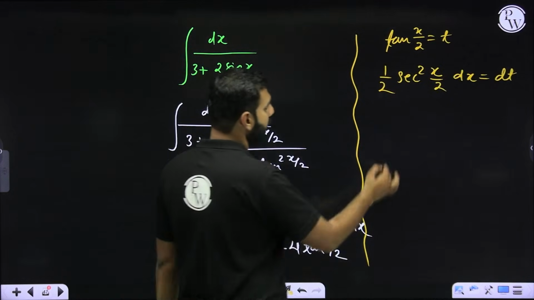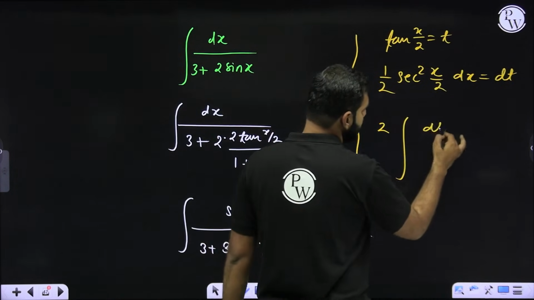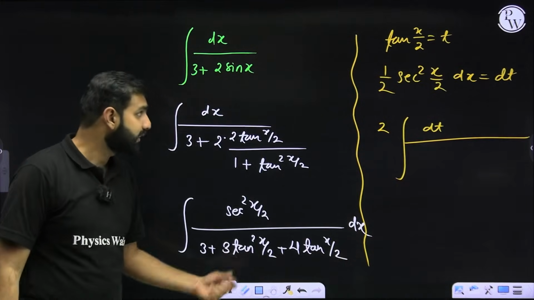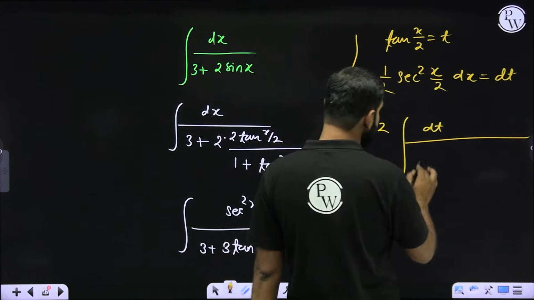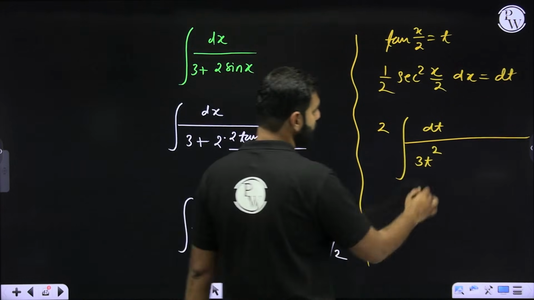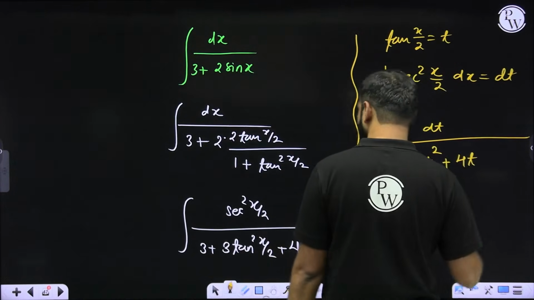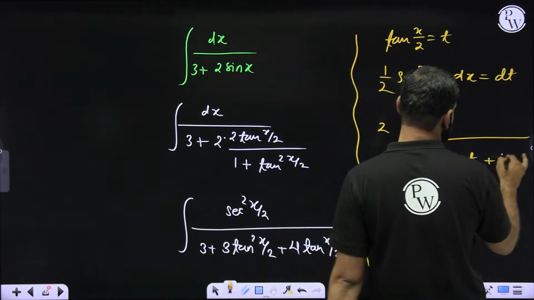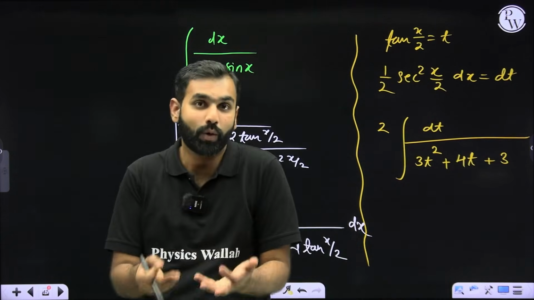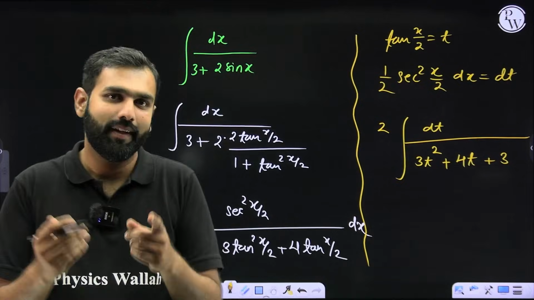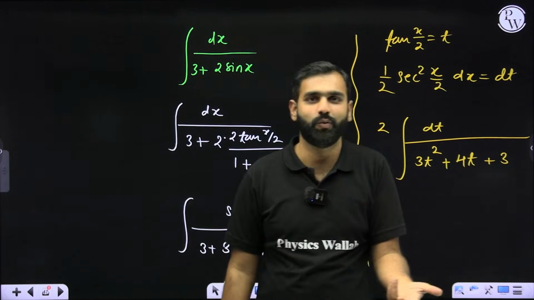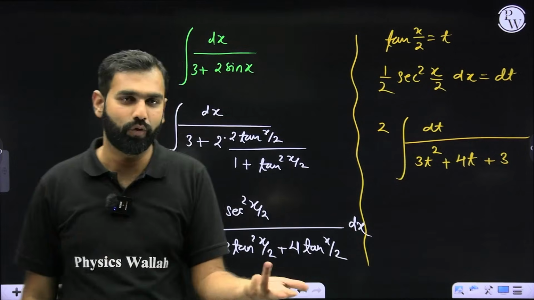So here I'll have 2 dt in the numerator, and what do I have in the denominator? The denominator is 3 tan square x by 2, which means 3t square. Then you have 4 tan x by 2, which is basically 4t, and there you have plus 3, which is a constant. Now you tell me, do you not know how to solve this? 1 upon a quadratic. Again, 1 upon x square plus a square, x square minus a square, or a square minus x square. Do you remember that? And there are 3 more formulae for that.